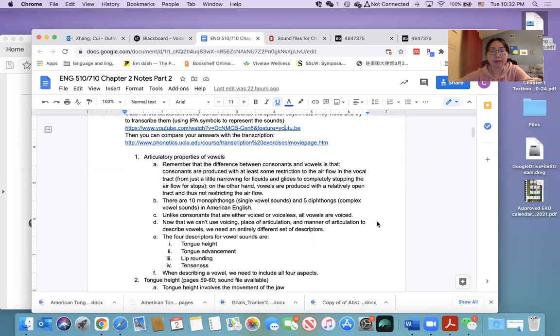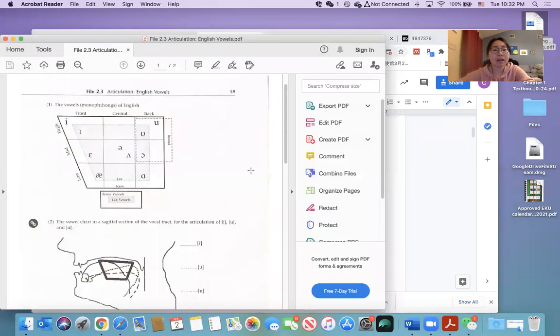For the 4 aspects to describe vowels, if you look at the chart on page 59, and page 60 has a lot of words to exemplify the different vowel sounds. If you look at page 59, this chart is extremely important for us to understand the vowel sounds in English. This represents the vocal cavity, okay? And based on the 4 features, we can describe each of the 10 monophthongs in English.